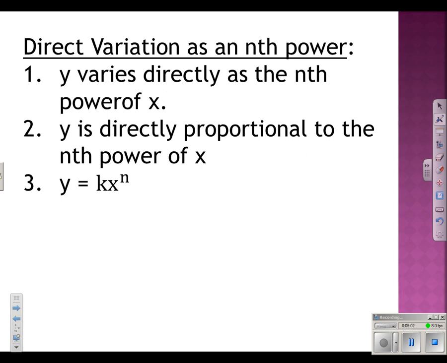So here again, in summation, number 1 up there says y varies directly as the nth power of x, which can also be worded y is directly proportional to the nth power of x. And that model would look like y is equal to kx to the n.